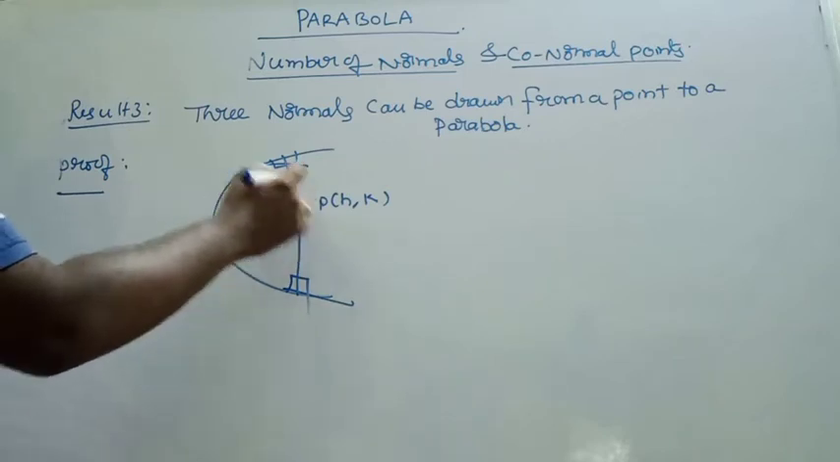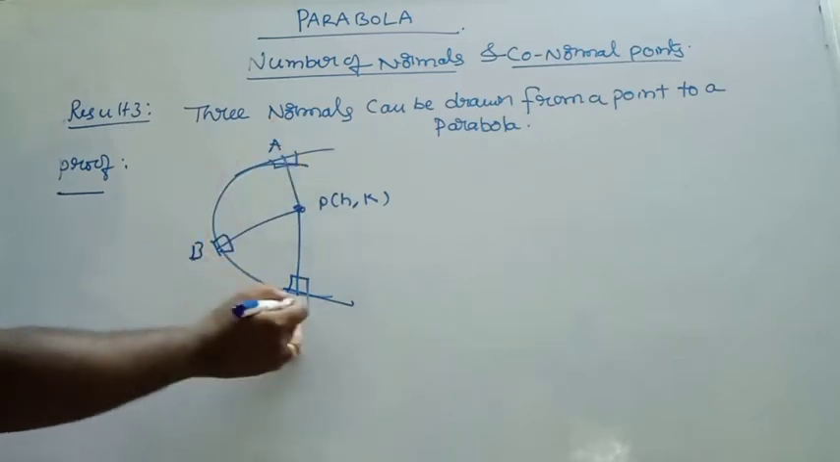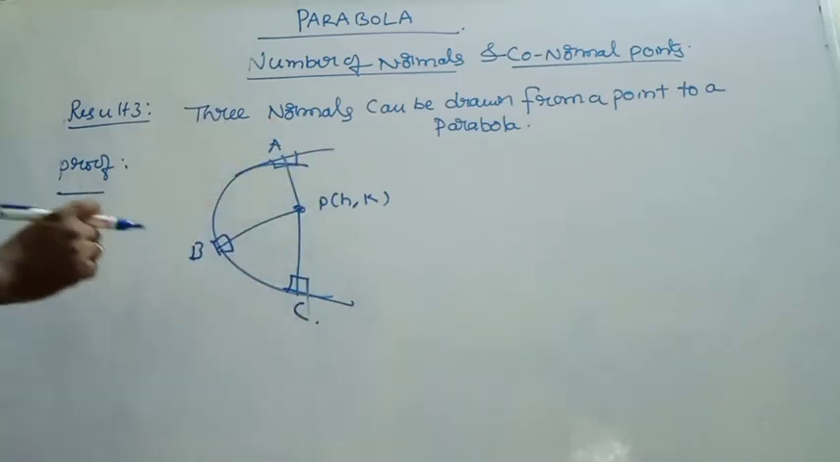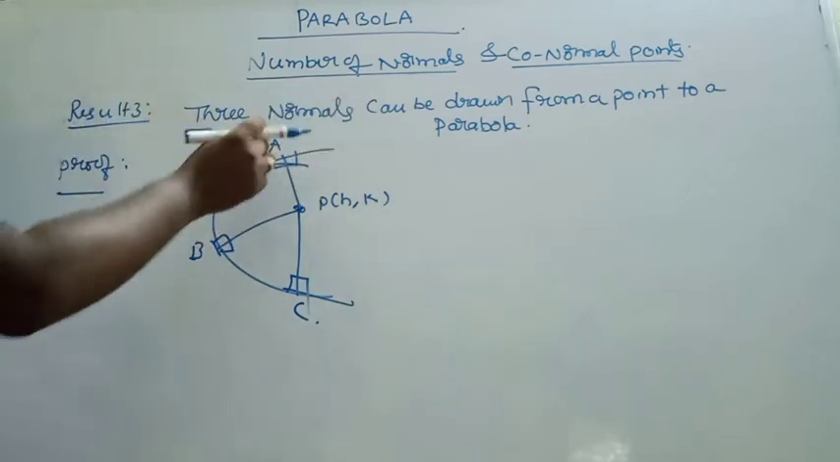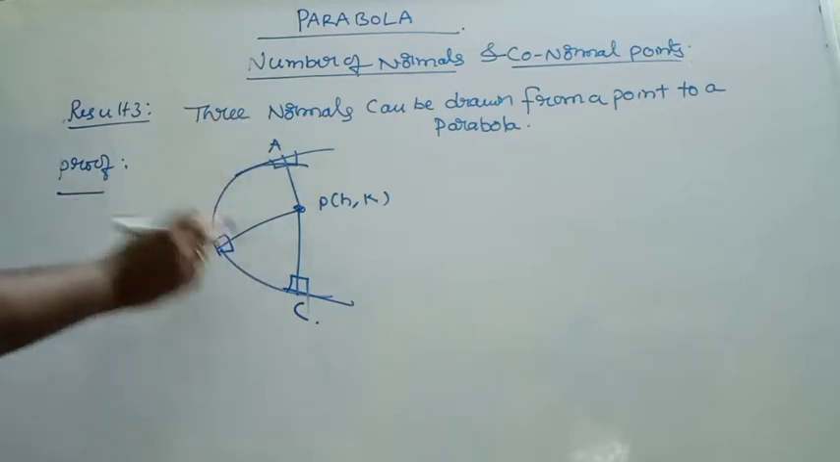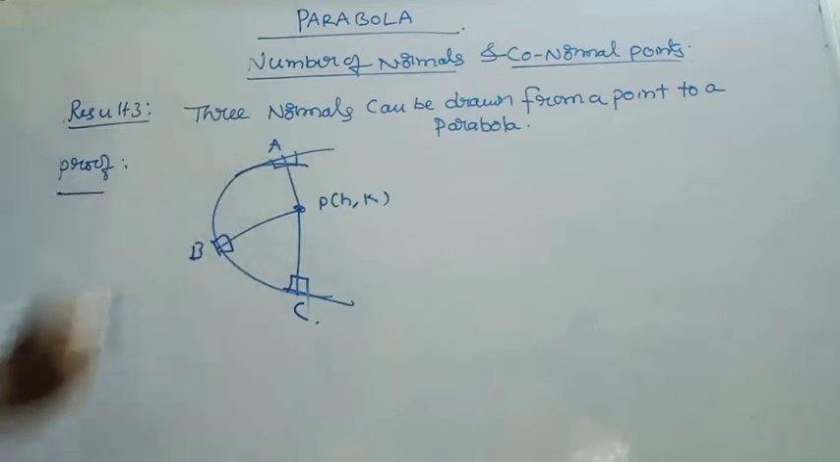If this is P, now this is A, B, C, the feet of the perpendiculars, right? At these 3 points you can even draw the tangents. These are the feet of the normals. And these 3 points only you call co-normal points.